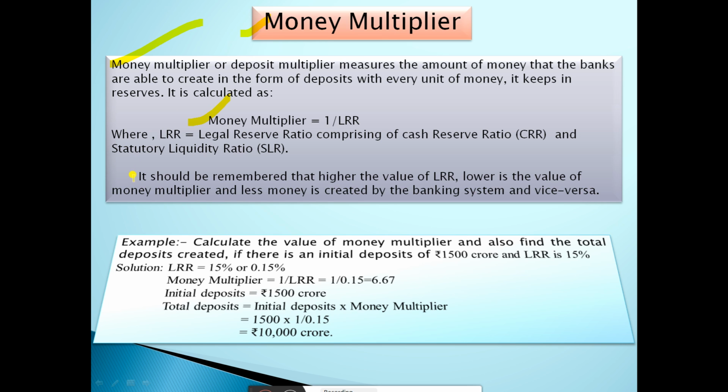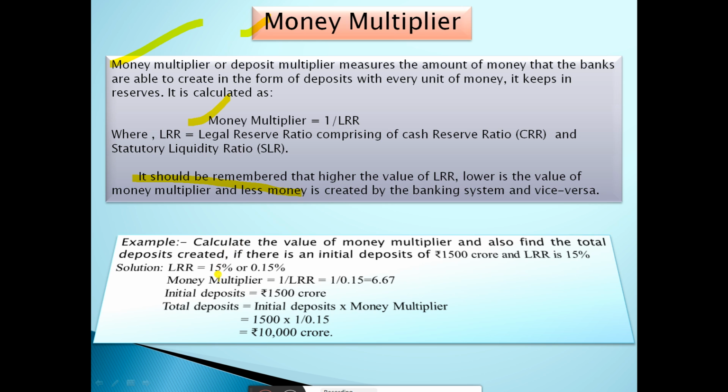Students, here it is said that the legal reserve ratio means the money the bank keeps with itself, and cash reserve ratio means the money reserved in the central bank. If the value of these two reserves is more, then how will they be able to give more money to the public as a loan? Definitely not. That is why it is said that if LRR and CRR are more, then definitely the money multiplier will be less, and vice versa.